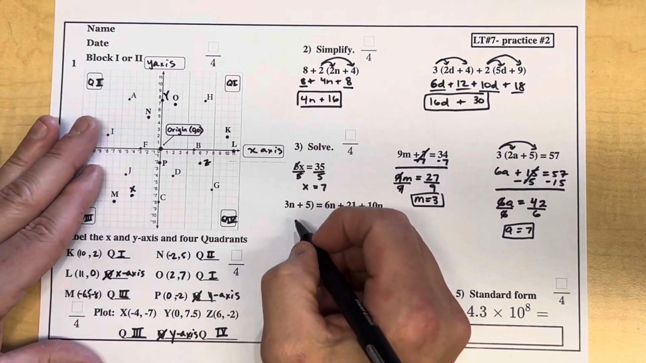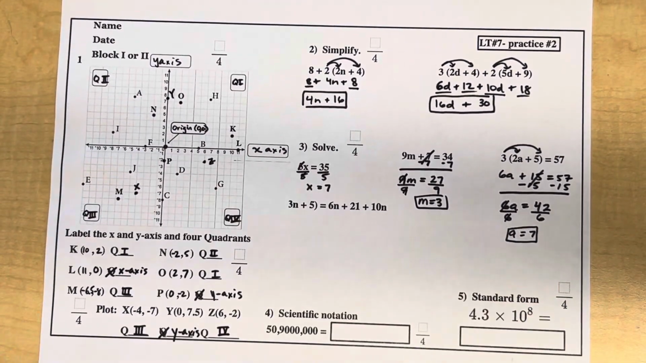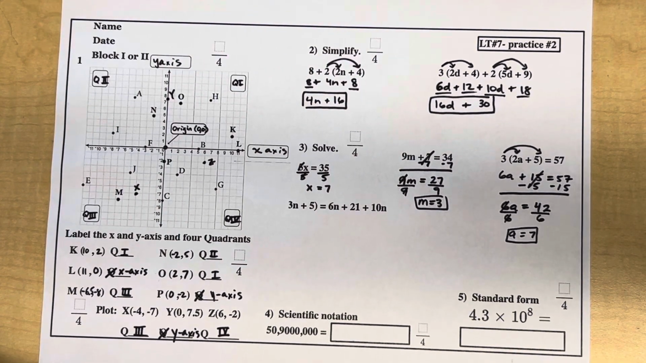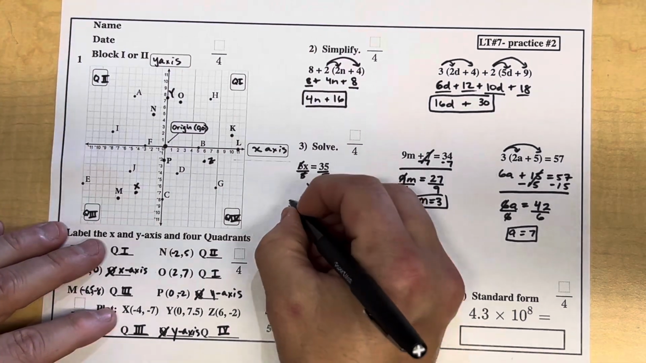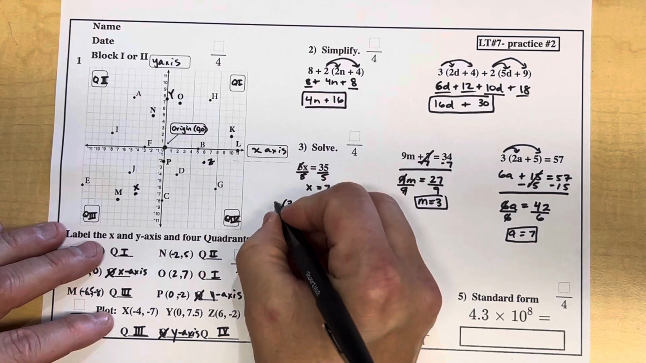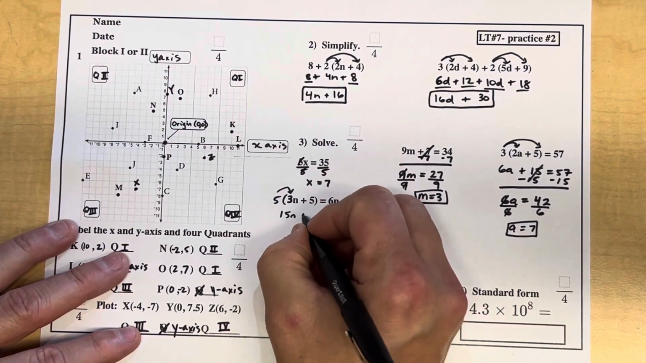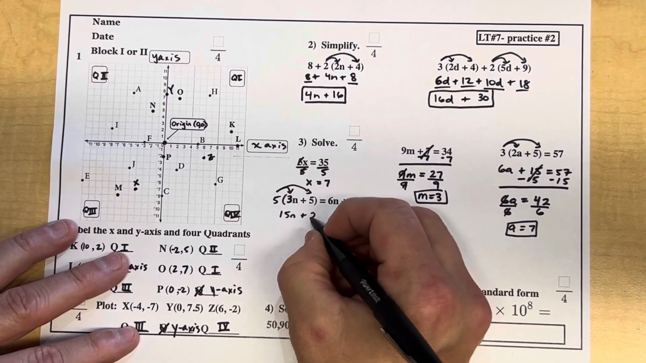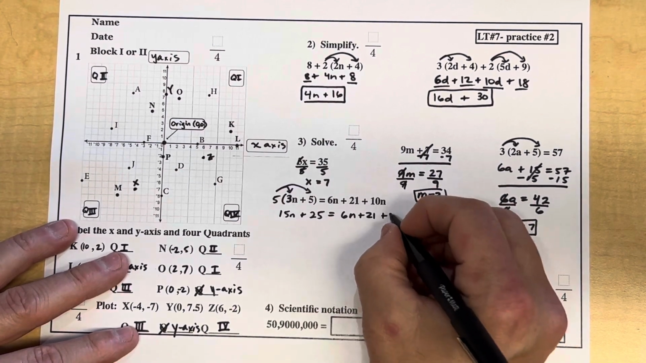Here, I am missing something. Let me look real quick. All right, so what I'm missing is, this is 3n, but I should have a 5 out in front of it. So 5 times 3n is 15n, plus 5 times 5 is 25. That equals 6n plus 21 plus 10n.